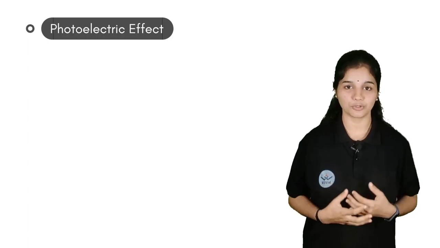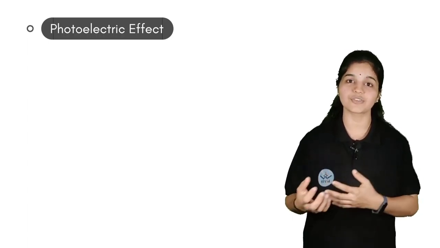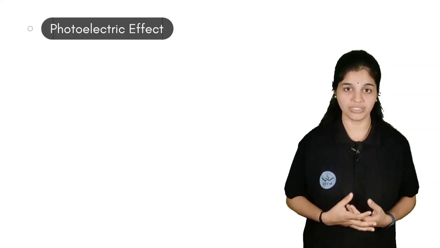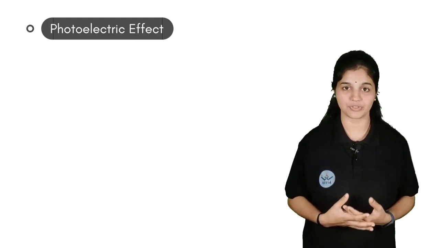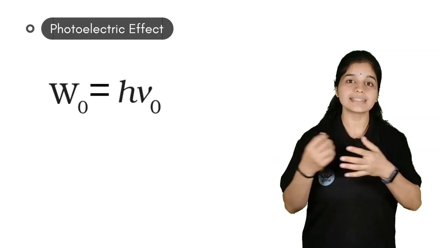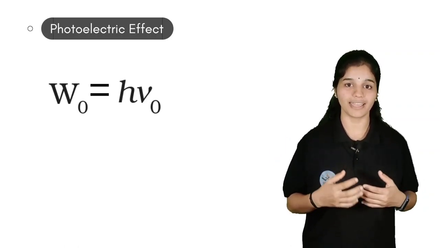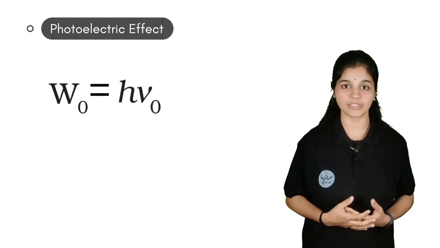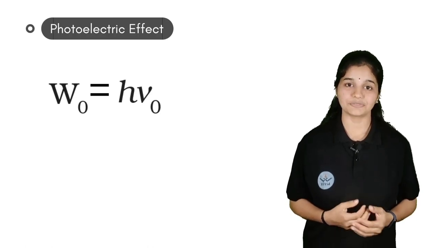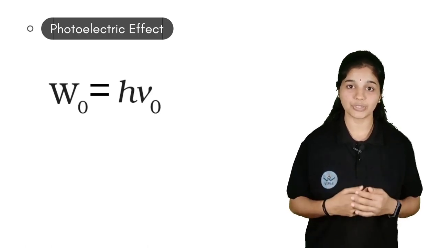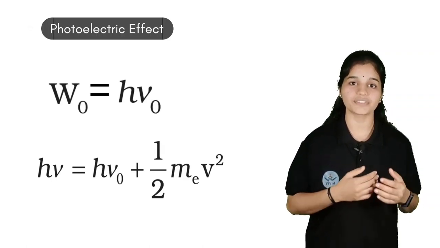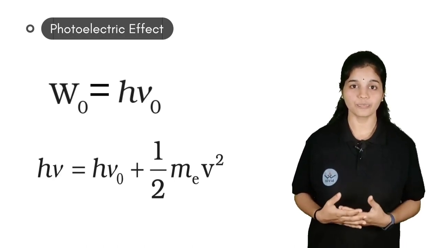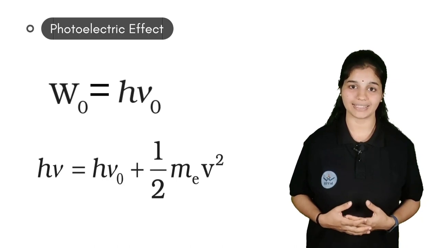There is a certain minimum amount of energy that is required for the ejection of electrons from the metal surface. This minimum energy is termed the work function, represented by the expression hν0. And the incident photon has an energy of hν. The difference between these two energies will be converted to kinetic energy of the ejected electron. Therefore, the total energy of the photon is the sum of the work function and the kinetic energy, and the expression is hν = hν0 + kinetic energy.